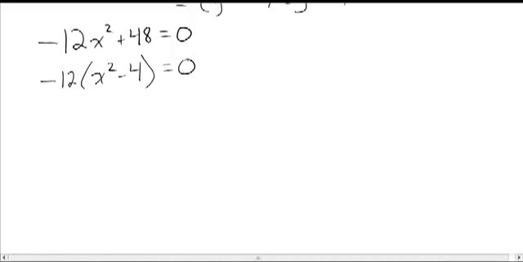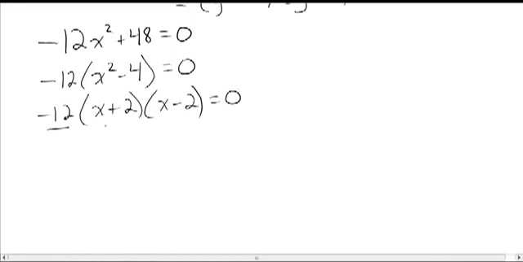0. Now, of course, x squared minus 4 can be factored. So we have negative 12 times x plus 2 times x minus 2 equals 0. All right, again, difference of two squares. So now remember, at this point, I've got a bunch of things being multiplied on the left side, all being multiplied to equal 0. The zero product principle tells me that one of those things must be equal to 0. Of course, it can't be negative 12. We could just divide the whole thing by negative 12 and that would disappear, so we can ignore that.